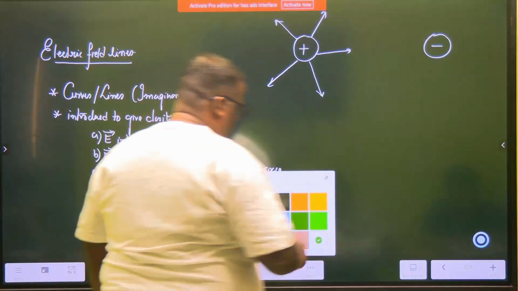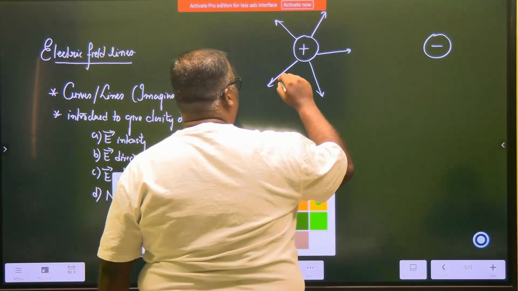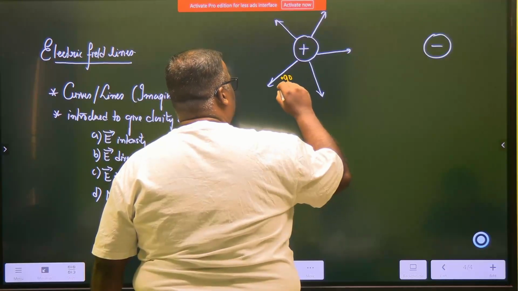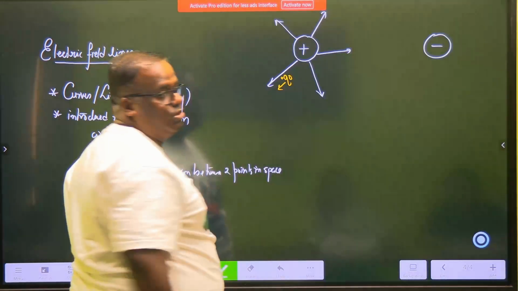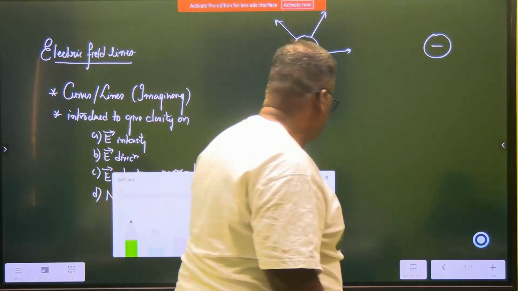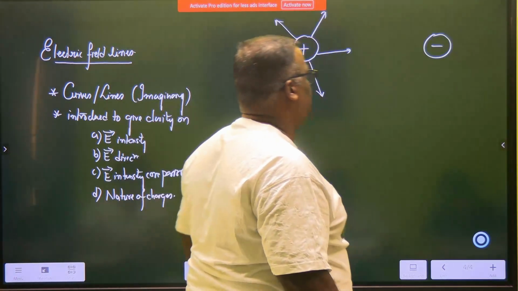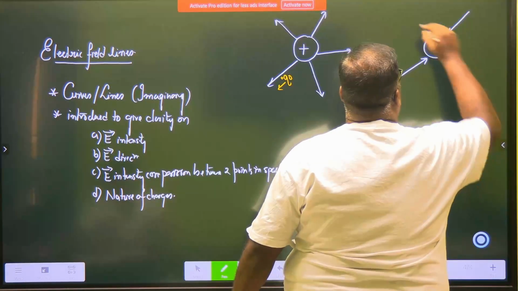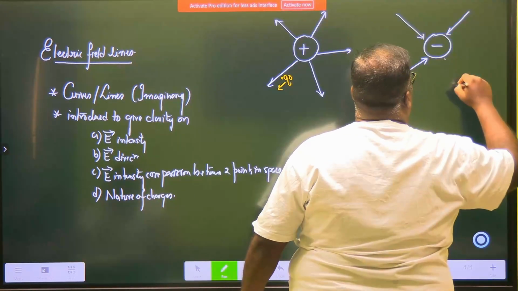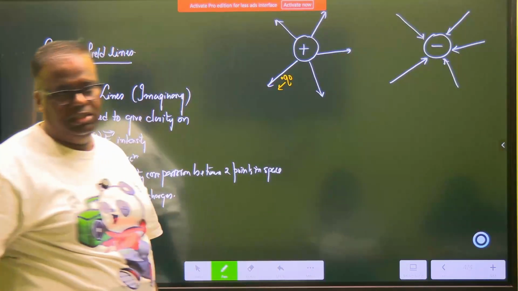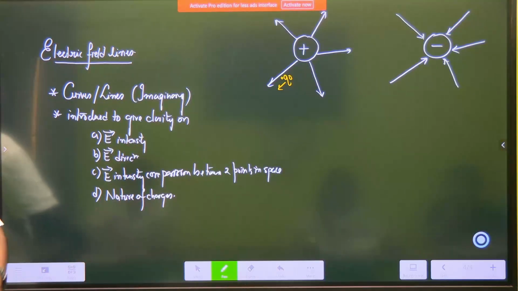Children, to understand this is very easy. Whenever you have a problem, you just bring one test charge Q0 at this point. What is the force it is going to feel? It is going to feel the force on this side. So that's the electric field. We said electric field intensity's direction is always given by the force experienced, and they will always end on a negative charge. Right? We will write these. Don't worry. We'll write those.